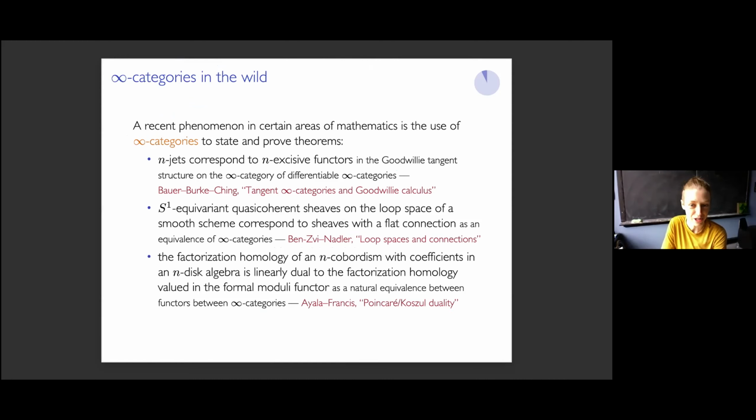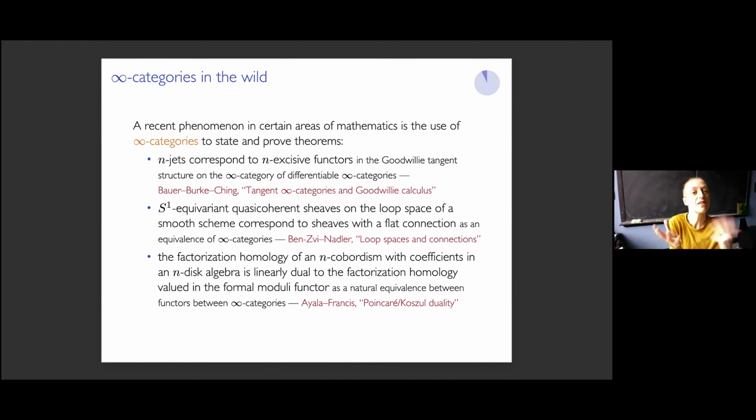But what I want to point out is there's often a headline finding in the theorem. So there's an analogy between n jets and n excisive functors. That's a term that comes from Goodwillie calculus. But when you read the fine print of the theorem, how it's actually made into a precise statement that's proven, as opposed to just a slogan, this involves, in this case, the Goodwillie tangent structure on some infinity category of differentiable infinity categories. So somehow a phenomenon that people in these areas have observed is that infinity categories come in making technical statements of theorems.